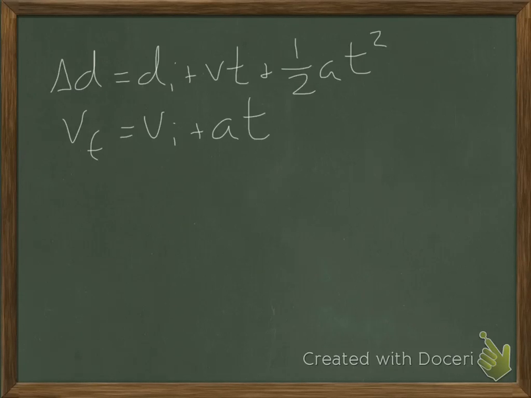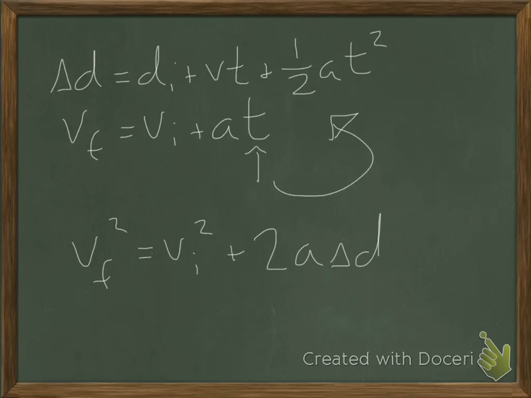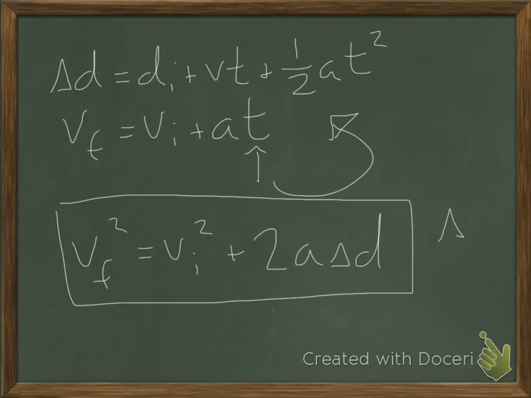If we solve this equation for t and then substitute it into this big old scary equation right there, we can come up with a third equation that actually proves quite helpful. And that equation is the velocity final squared is equal to the velocity initial squared plus 2a delta d. And this is our third and final kinematics equation of physics.